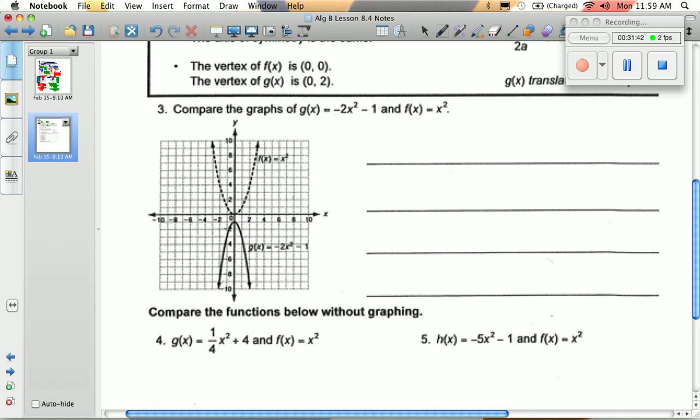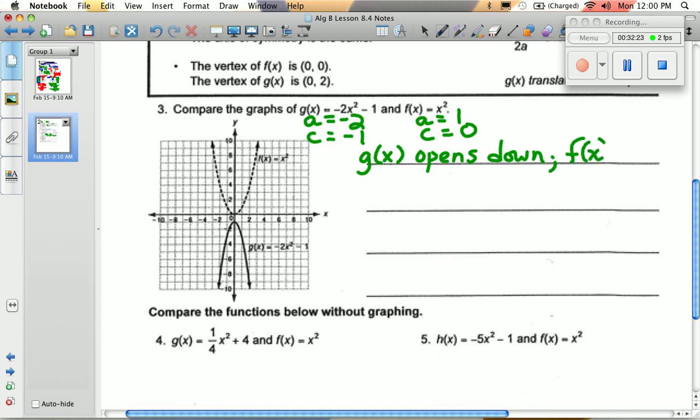But we should be able to, even without the graph, tell what happens. So, what's our A value in g of x? -2. And what's our C value? -1. In our parent function, A is 1, C is 0. Remember, we're going to talk about 4 things. So what do we say? G of x does what? Opens down. G of x opens down, and f of x opens up.